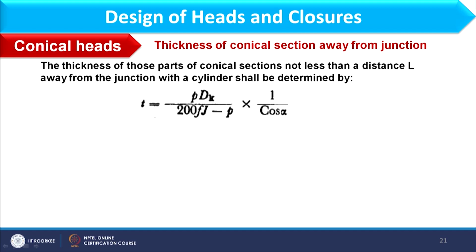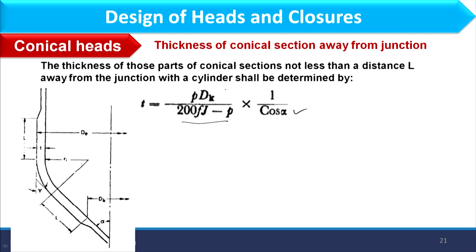And now we have the thickness of the conical part away from the junction. As we have discussed, away from the junction means L distance away from the junction. So to calculate the thickness of that part, we have this expression: T equal to P dk by 200 fJ minus P, into 1 by cos alpha. Okay. Here P is the design pressure, and 200 is there because P and f are having different units. I hope you have an idea about this till now. J is the joint efficiency factor.